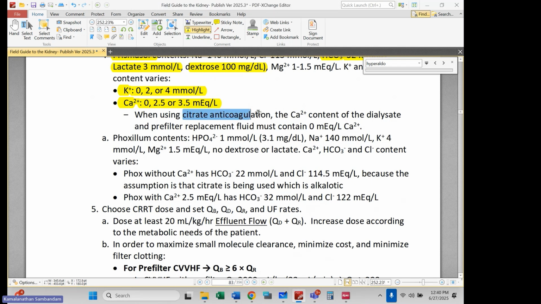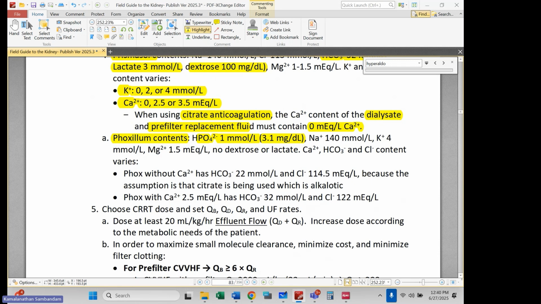Okay, so when I'm using citrate anticoagulation, you must make sure your dialysate is free of calcium because you're trying to lower the calcium concentration in the circuit. You don't want to be giving calcium in the dialysate. Okay, so we use a 0 calcium dialysate. You also want a 0 calcium fluid in your pre-filter fluids, right? Again, on your post-filter side, you can put calcium back. Okay, Phoxillum is a phosphorus-containing replacement fluid with 3.1 milligrams per deciliter of phosphate in it.